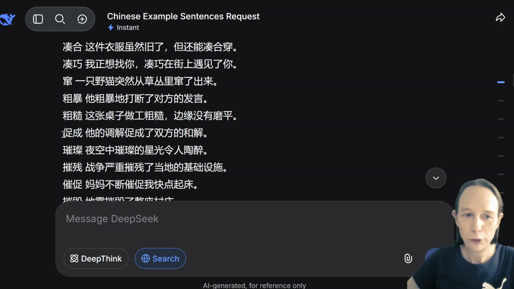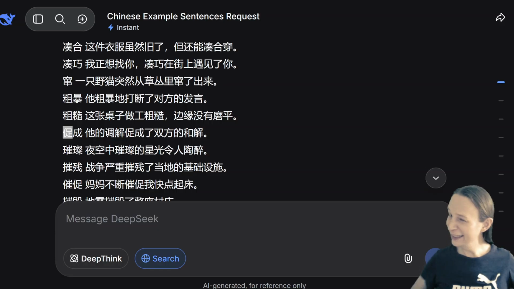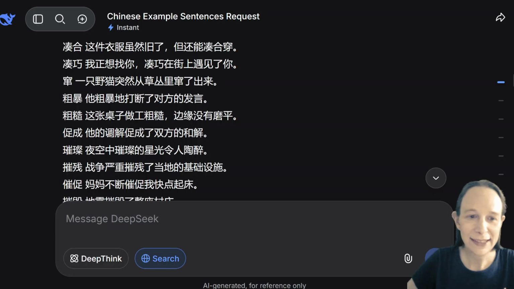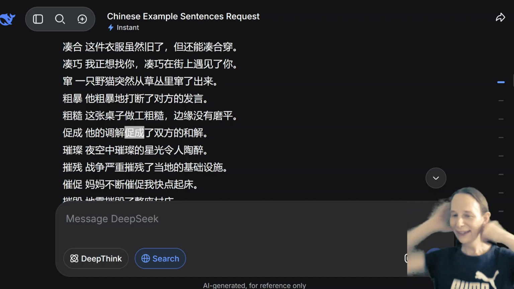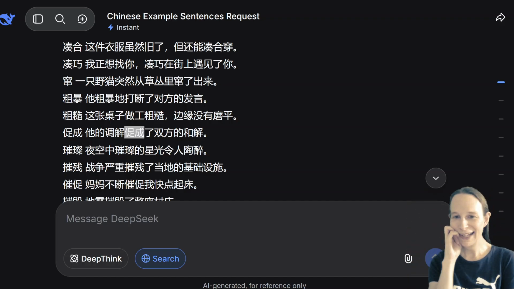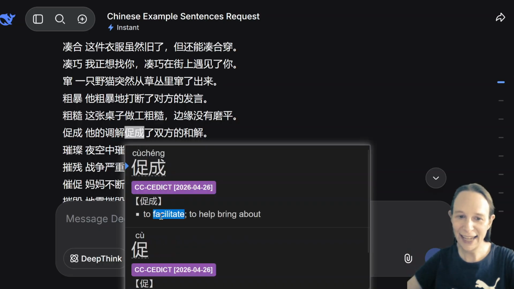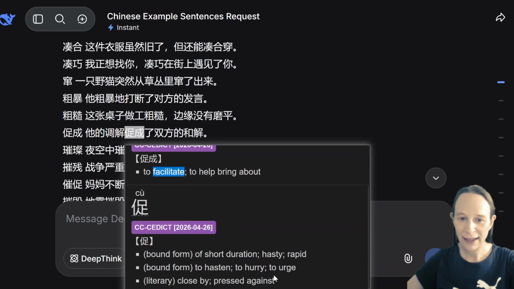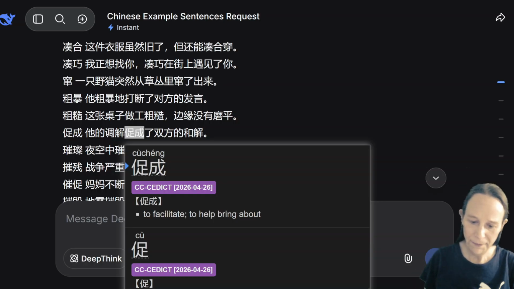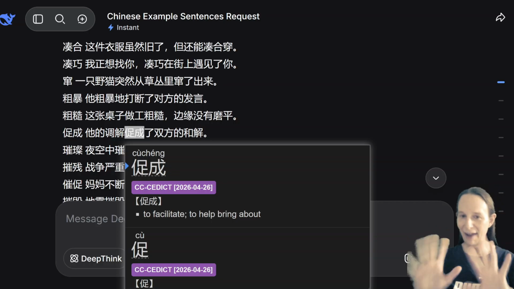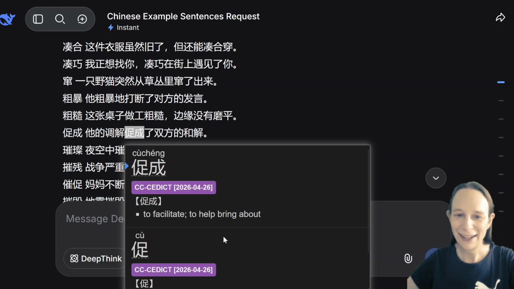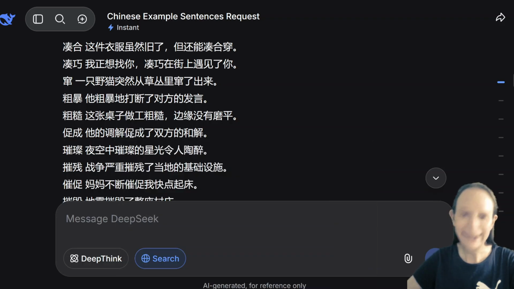I'm not sure. 促 refers to promoting things. 它的调解促成了双方的和解. So his mediation resulted in or promoted the reconciliation of both sides. 促成 means facilitated, helped bring about. Hastened, urged, hurry up. 促成 努力推动学业成功. So you're encouraging something to become successful, or helping bring about something. Okay, 促成. All right, interesting.